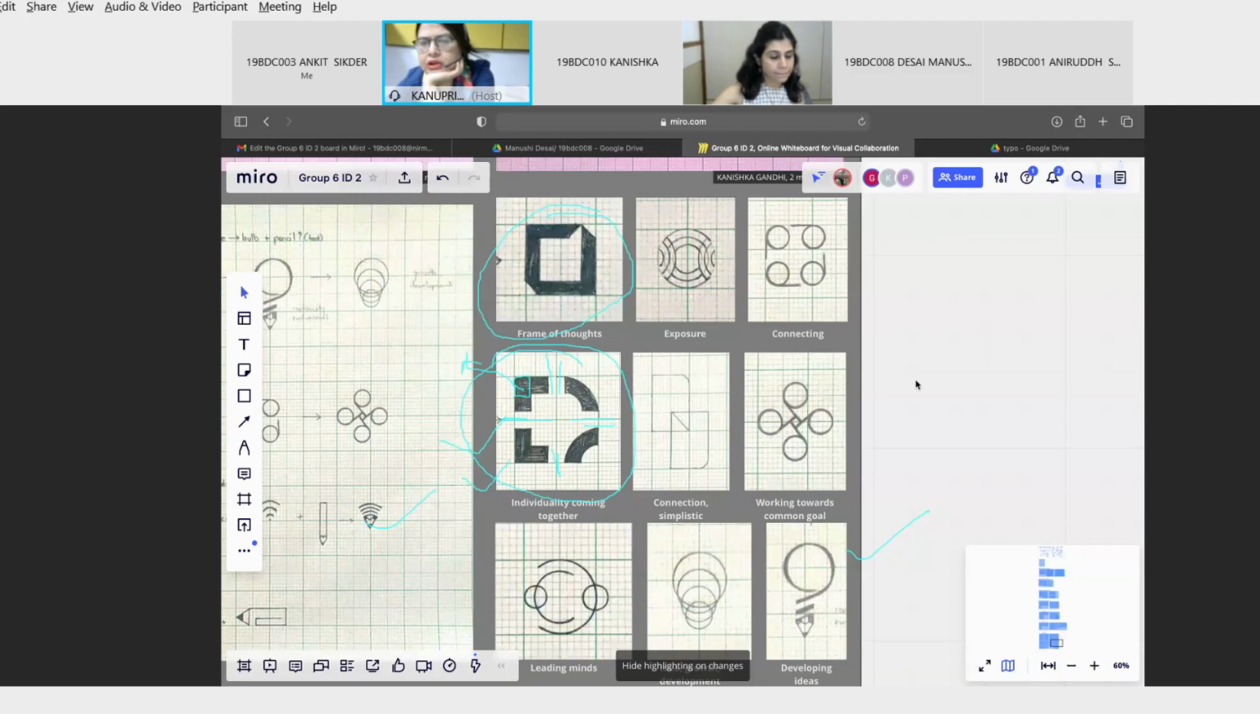Did you hear my comments on this D, the HDFC-like D? No, ma'am. I think I lost you after you were trying to explain something about developing ideas, the bulb and the pencil one.